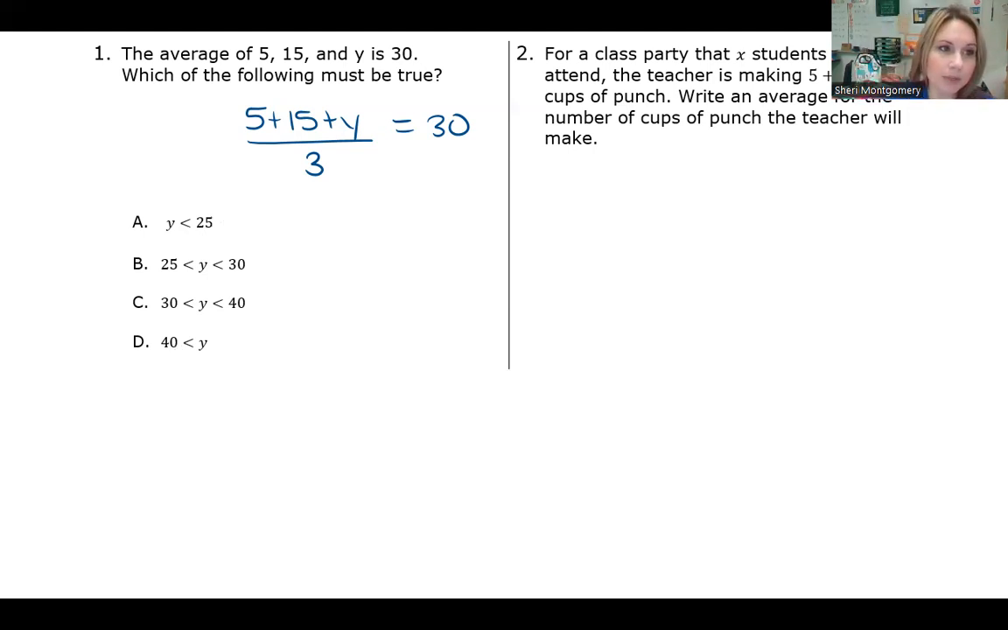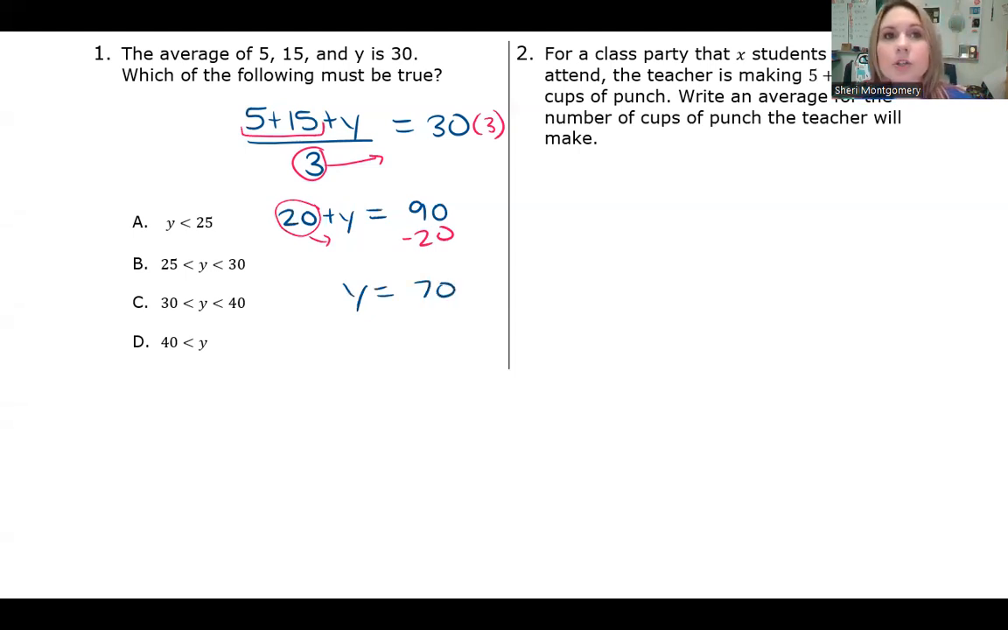To figure out what y is, we need to get y all by itself. So I'm going to take that 3, it's dividing, so I'll take it over and I will multiply by 3. I can also go ahead and add these 2 numbers together. 5 and 15 is 20. What's 30 times 3? 90, very good. So this is a one-step problem here. I need y all by itself, so all I need to do is subtract 20. So y is what? 70.